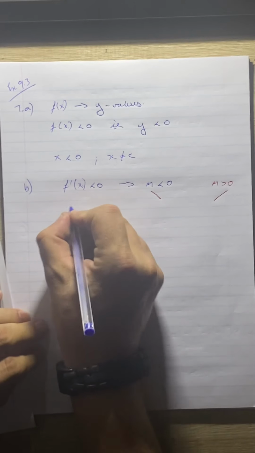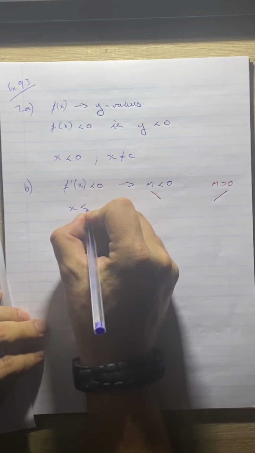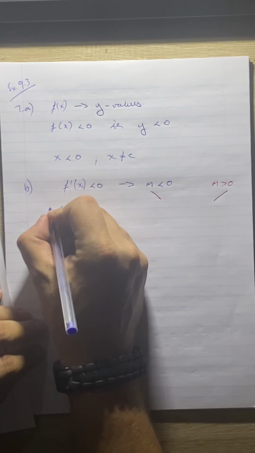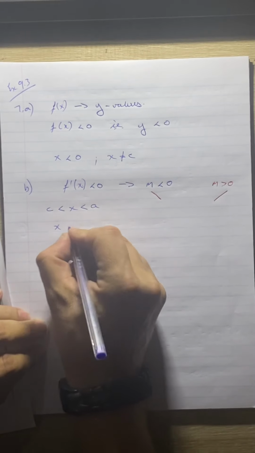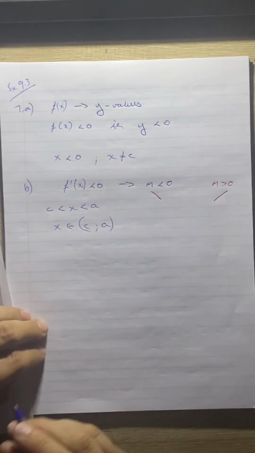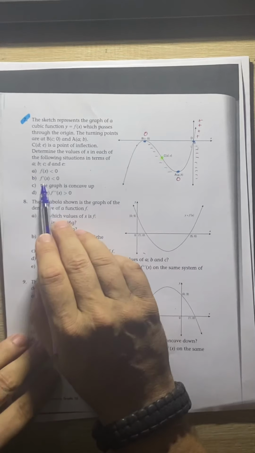So for this, x will be less than A but greater than C. Okay, another way of writing that is we can say x is an element from C to A, both exclusive.